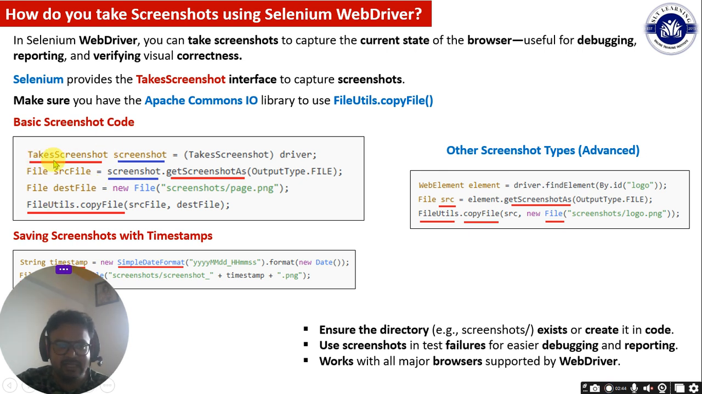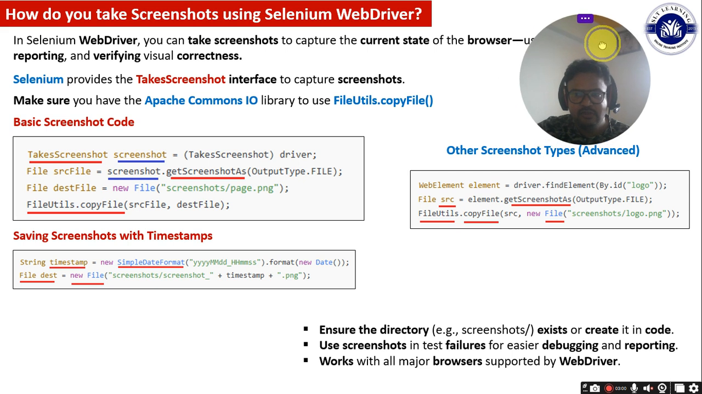If they ask you to write the command, always write it this way. For this interface, create an object, and for that object you get a screenshot, that is your source file. Then provide the destination file where you need to place the screenshot, and then use FileUtils.copyFile from source to destination. Simple.